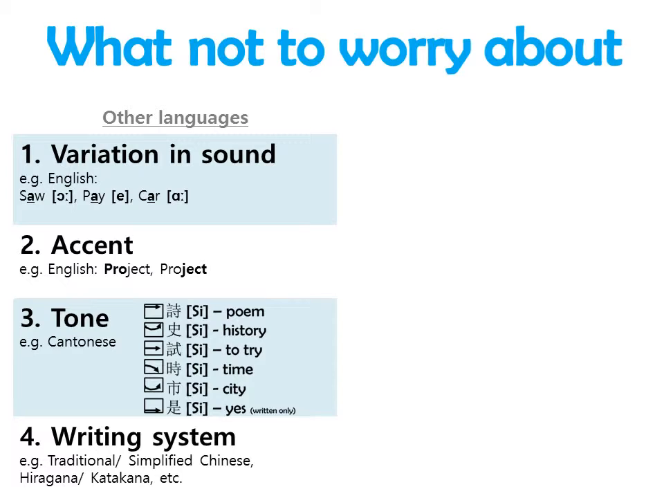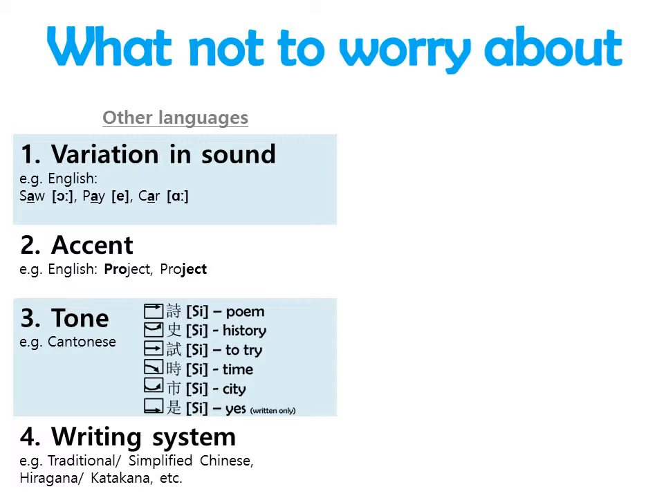For English, you have a vowel A, and it will sound quite different depending on what comes next to it, such as so, pay, ka. And a lot of languages have their own accents in words, which you need to pronounce correctly. Otherwise, they would mean completely different things, or people will not be able to understand what you're talking about. Such as the English word project or project.